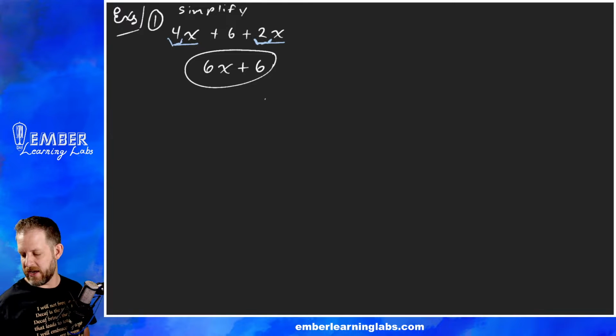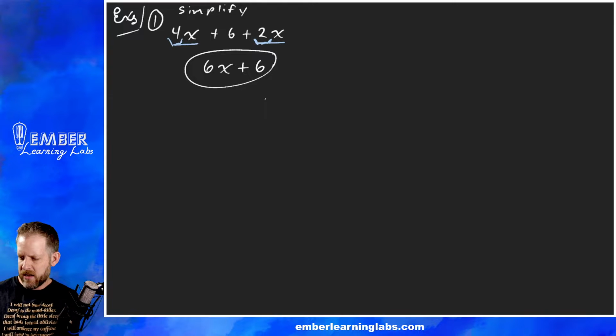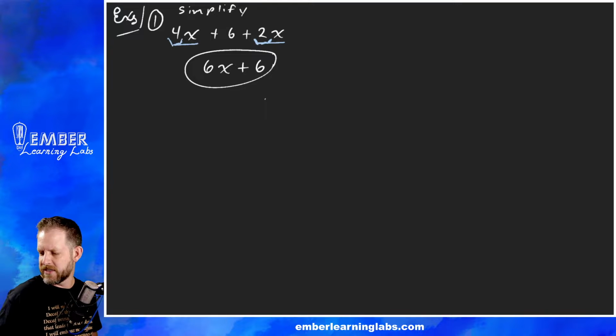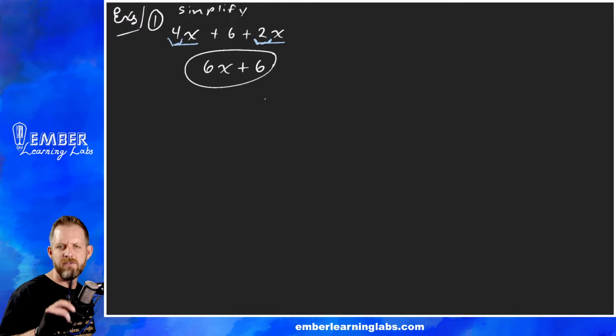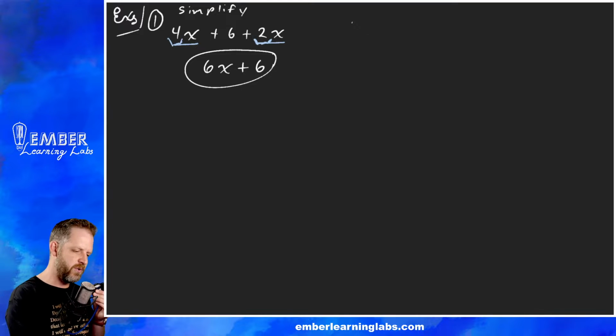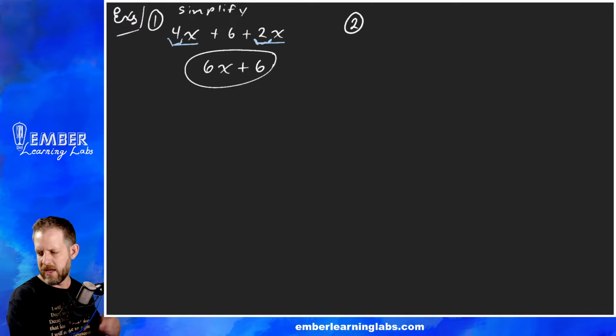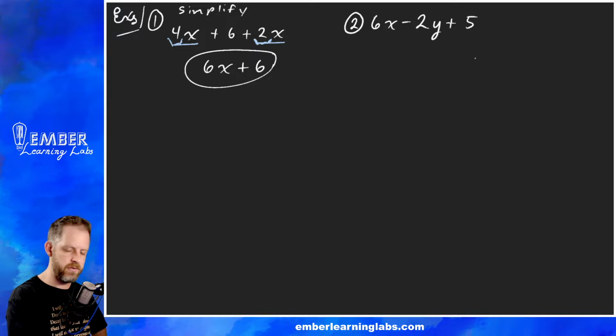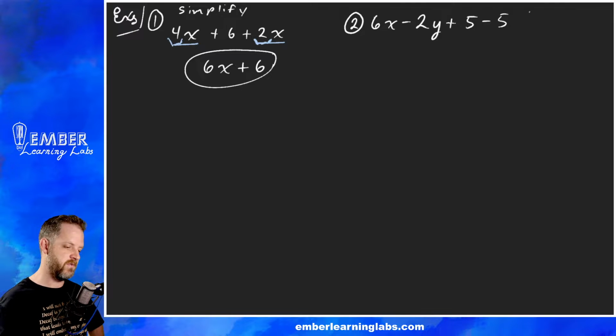Let's do another example. I was going to say we're going to do two examples and be out, but I want to do this other one. So let's do example number 2, and we're going to simplify 6x minus 2y plus 5 minus 5. So where are the like terms?